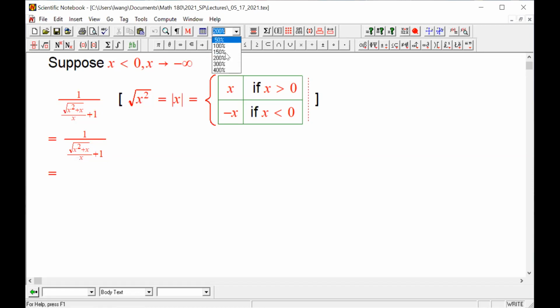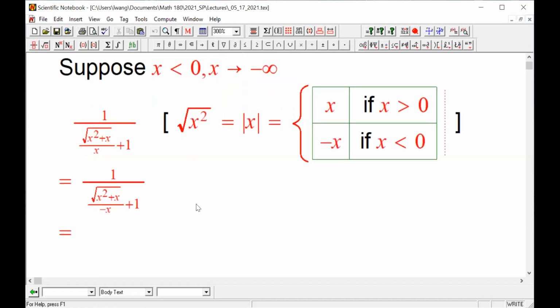Hold on, let me make it larger. 300%, right? So you're going to multiply a negative sign. And then why do you do that? Well, watch, okay? The absolute value of a negative number is its opposite. So by having this negative sign here, of course, I need to balance it, right? I put a negative sign here, I also need to put a negative sign here. So that's multiplied by 1. Anything times 1 stays the same, okay? Do you follow me?